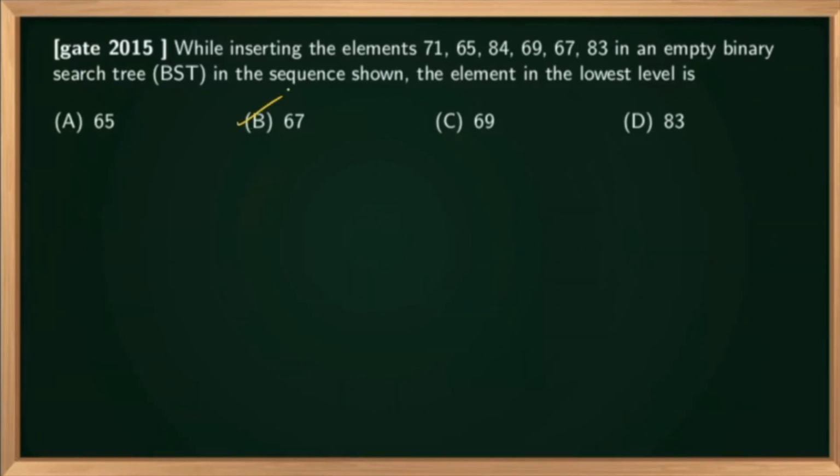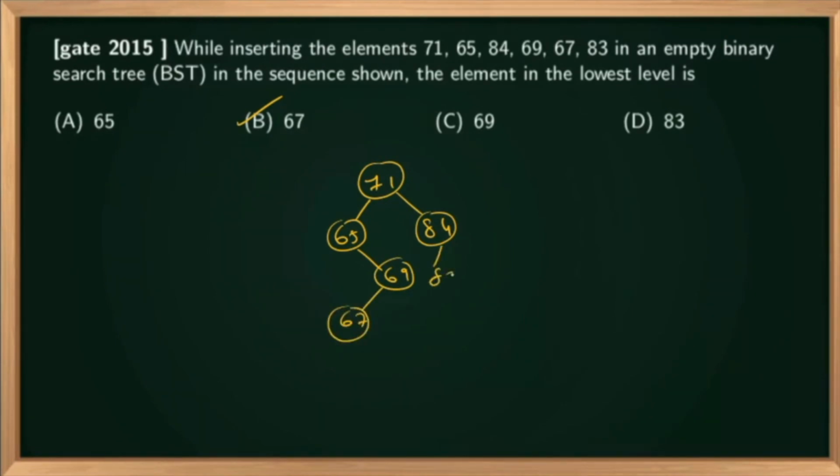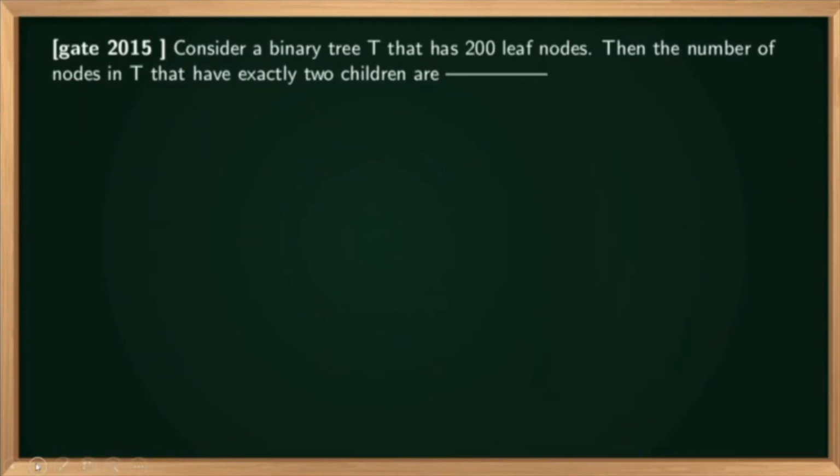Everybody is getting answer 67. So if you construct the tree, it will be 71. Left side is 65. Right side will be 84. Then here you will have 69. Then 67. Then 83. Right. So this will be the answer. Okay. Yeah. This is again a straightforward question. It is 199. Right.